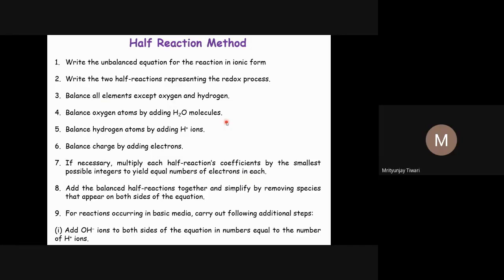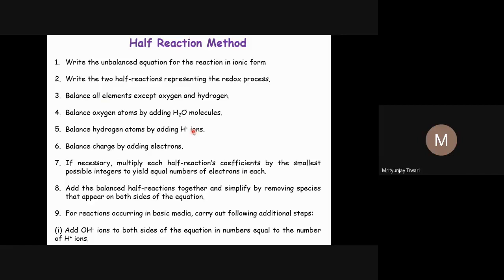Now, as soon as you do that, you also add certain hydrogen atoms along with the water molecules. So this may or may not balance the number of hydrogen atoms. So next, we balance hydrogen atoms by adding H plus ions if the reaction is happening in acidic solution, and if the reaction is happening in basic solution, we take certain other steps that I'll describe later on.